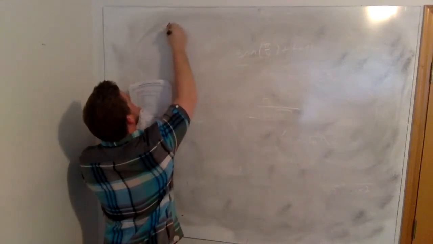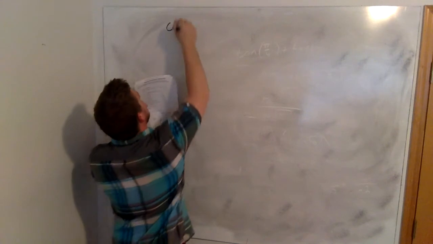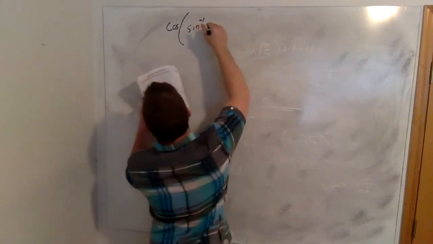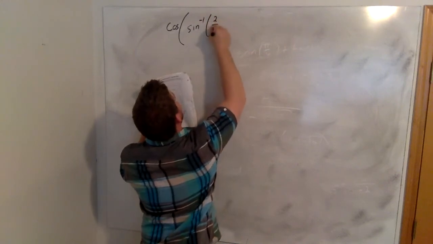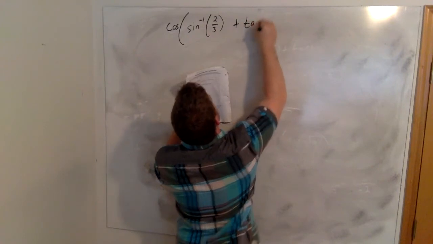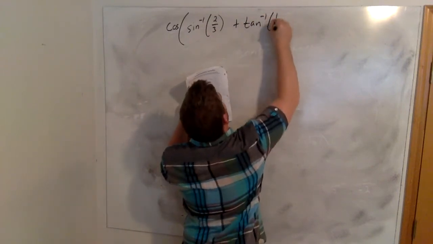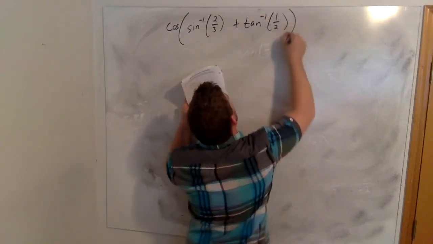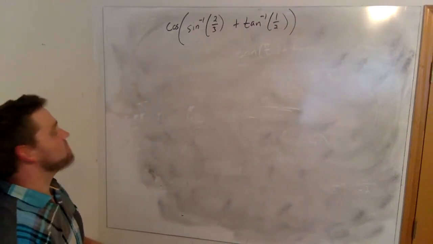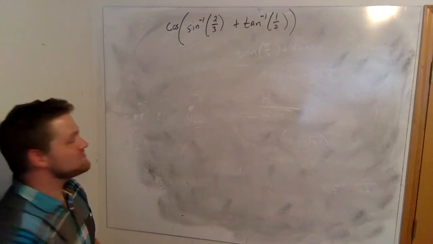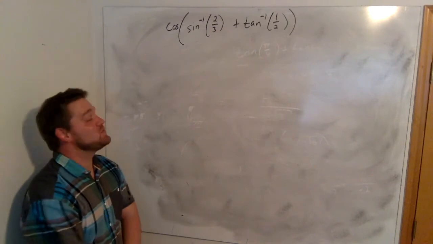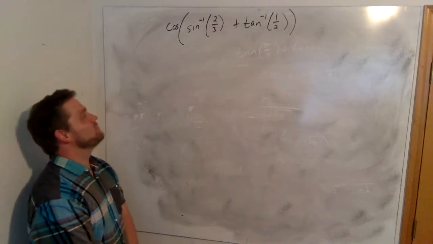Let's try to find the exact value of cosine of sine inverse of 2/3, plus the tan inverse of 1/2. We want to find the exact value. We don't want to use our calculators. Calculators are not invited to this party, not until you finish the problem to check your work. We want to compute this without a calculator. Go ahead and pause the video and see if you can think about this one on your own before we do it together.